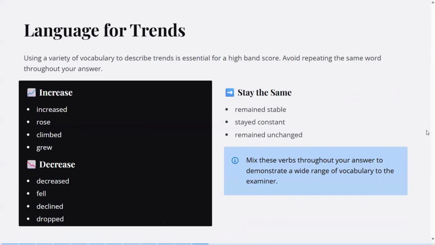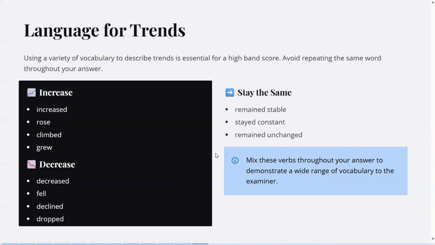Line graphs need trend vocabulary. The student needs to know how to talk about something that went up, fell, or stayed stable, but also needs to use it correctly. For example, the figure increased gradually. There was a steady increase in the figure.